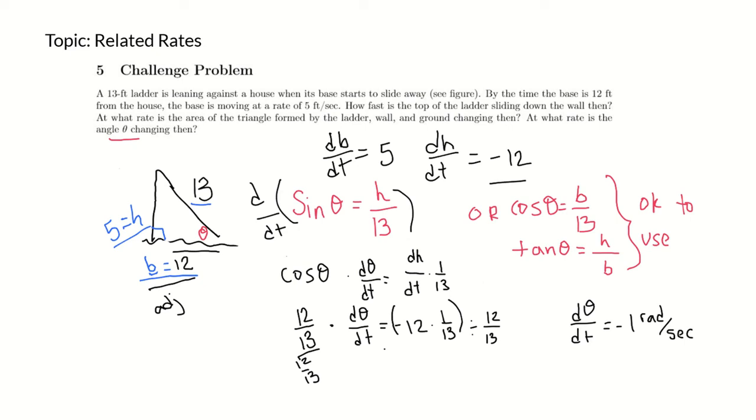Kind of the crucial step for this one that makes it a little harder is knowing to set up a trig equation to find this theta, and then also knowing that we can replace cosine theta with the side ratio that goes with cosine.